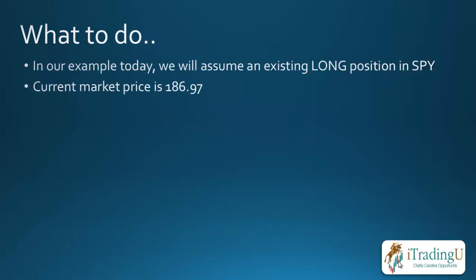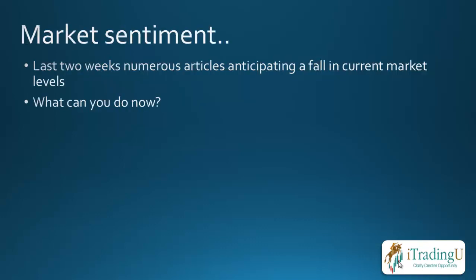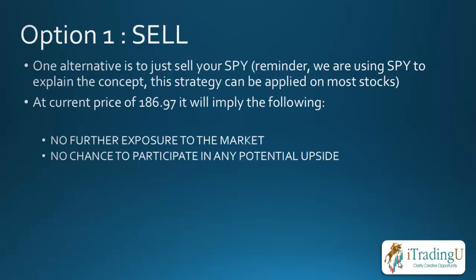Now, the example I'm going to use today assumes a long position in the SPY, and the current market level is 186.97. Over the last 2 weeks or so, there have been more and more articles appearing anticipating a fall in the current market levels. So what would you do if you are long the shares? The one thing you can do is just sell your shares outright. In other words, exit your position at 186.97, and now you're on the sidelines. Now you can afford to just sit back and see what happens to the market.